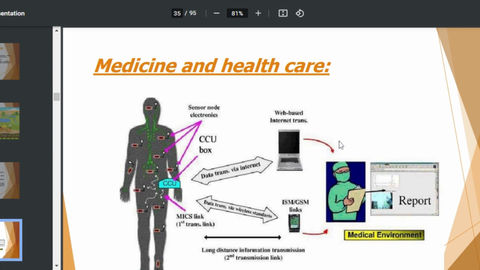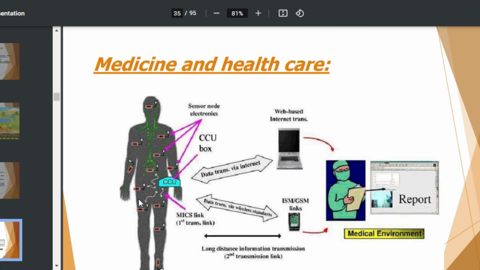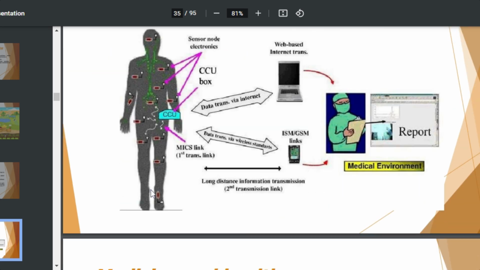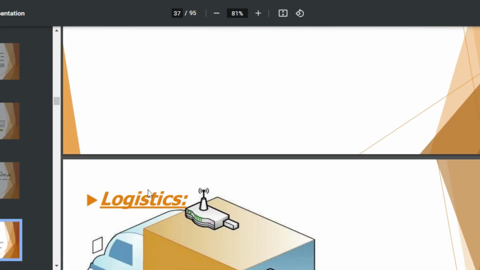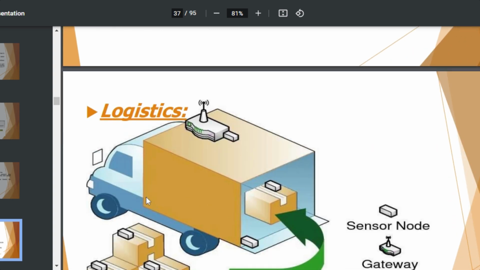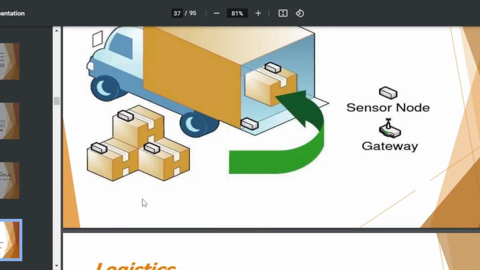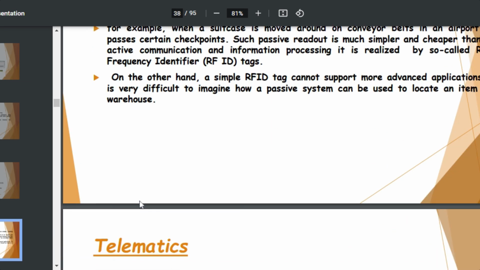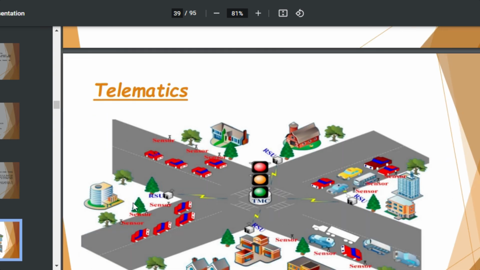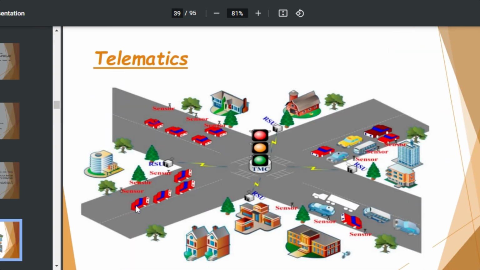And foremost is your medicine and healthcare. Wherever we go nowadays, we are having this wireless sensor network. Knowingly or without our knowledge, we are deploying many sensor networks in our real-life applications today. And one more thing is logistics. In most cases in logistics as well as in telematics, we are making use of such wireless sensor network. So I hope you understand the application examples of wireless sensor network.